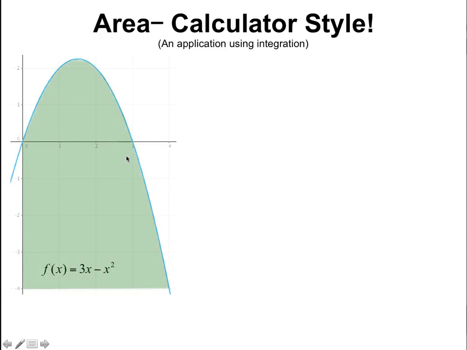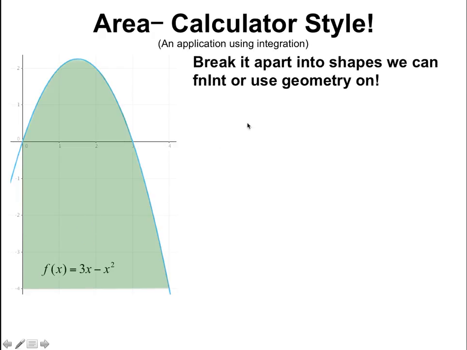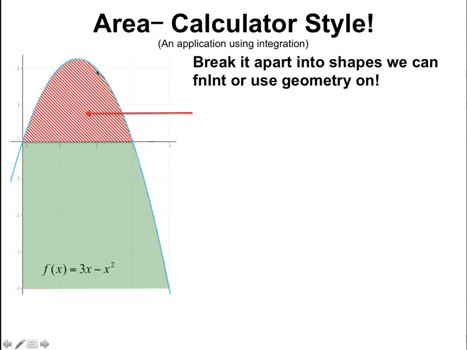So for instance, let's take this whole green region. Well, we need to break it apart into shapes that we can either use a Math 9 on or use geometry on. So for instance, from 0 to 3, that's a curved shape. It's enclosed from 0 to 3. I should be able to do a Math 9 on that and get a value. So when I do a Math 9 in my calculator, I get 4.5.